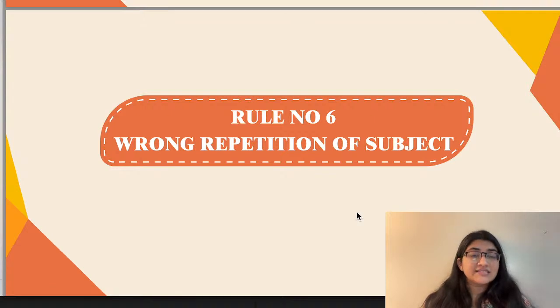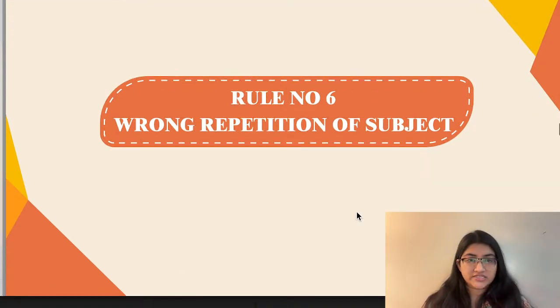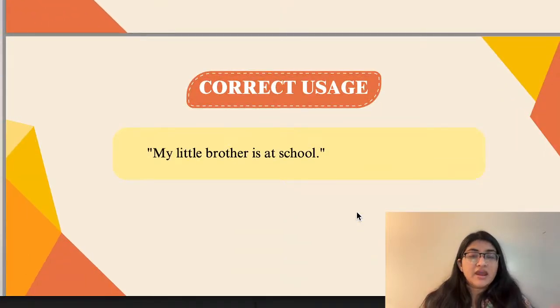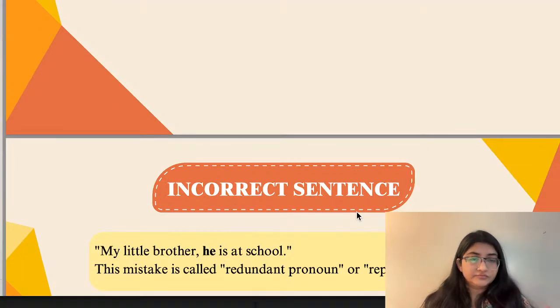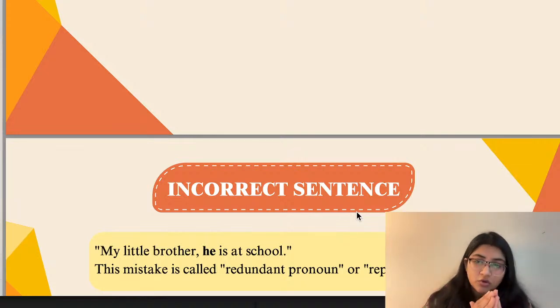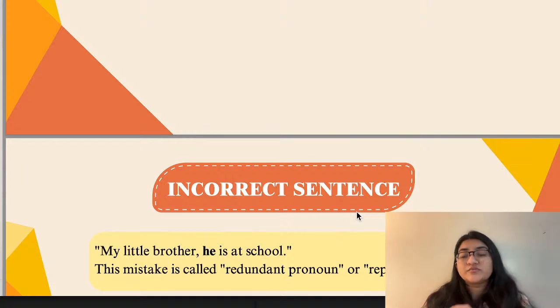Now, rule number 6, very important, which says wrong repetition of subject. Now, what is it? My little brother is at school. My little brother, comma, he is at school. Now, when you have already used a subject, please attach the predicate along with it. Do not introduce a pronoun and repeat your subject. Here we have two subjects. One is my little brother and the second one is he.